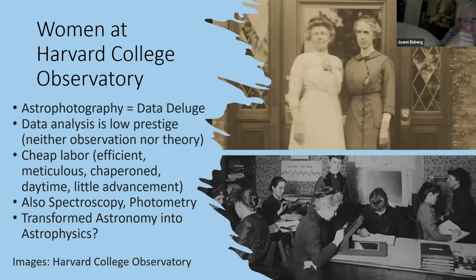What the observatory had, as soon as astrophotography happened, taking photographs through a telescope, was a data deluge. And this is sort of a problem. Data analysis is neither observation at the telescope at night, the heroic thing astronomers do, nor is it high theory, which is also heroic if you like high theory and are highly mathematical. Data analysis is grubby, low prestige. It has to be done efficiently, meticulously.